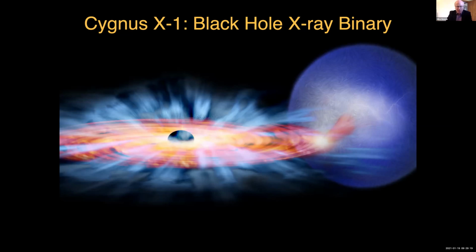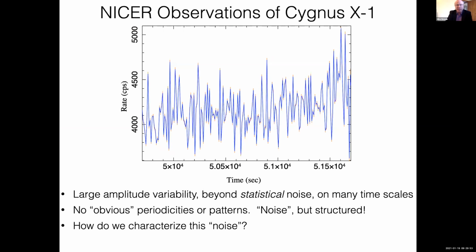And material is being pulled off the atmosphere of this companion star, falling on to the black hole because it has angular momentum. It has to form an accretion disk. As that material falls in the gravitational potential well of the black hole, it releases gravitational potential energy, which is turned into light and heat. And because this object is very compact and dense, typically most of the energy is going to be coming out in the X-rays, very powerful X-rays at that.